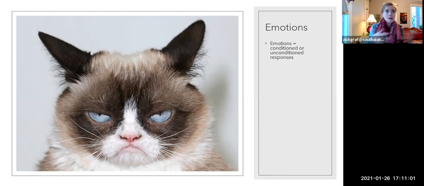So in behaviorism, when we talk about conditioned or unconditioned responses, those responses are emotions. So dogs' emotional lives are a little bit different from ours, but when a dog hears a conditioned stimulus that it associates with food, it has emotions that we might recognize as happy, excited.